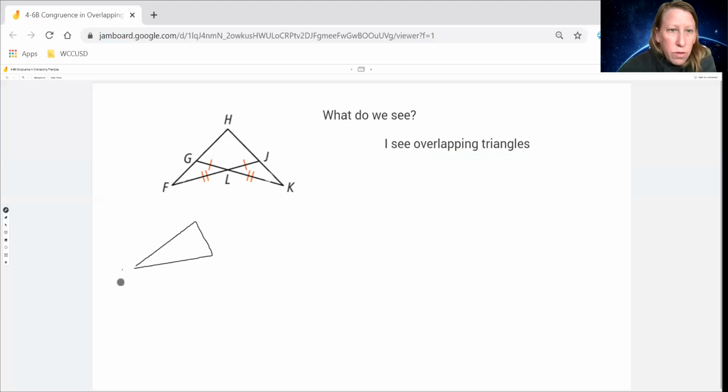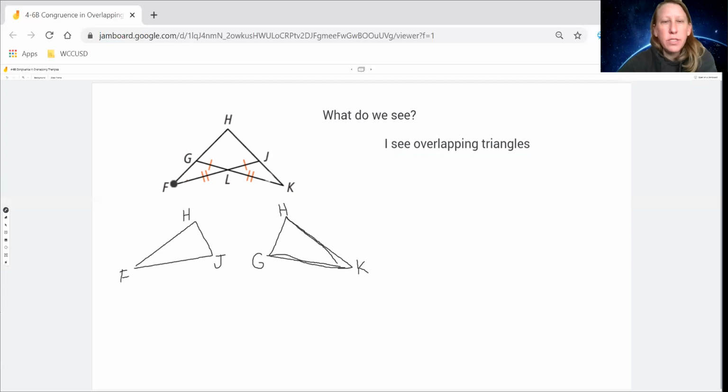Okay, I'm gonna draw that one. That's gonna be F, H, J. And that one is overlapping this one. So K, H, G. I'll draw it this way. It's good to draw them out separate, especially if your brain has a hard time seeing it. It's easier to line up their corresponding parts.